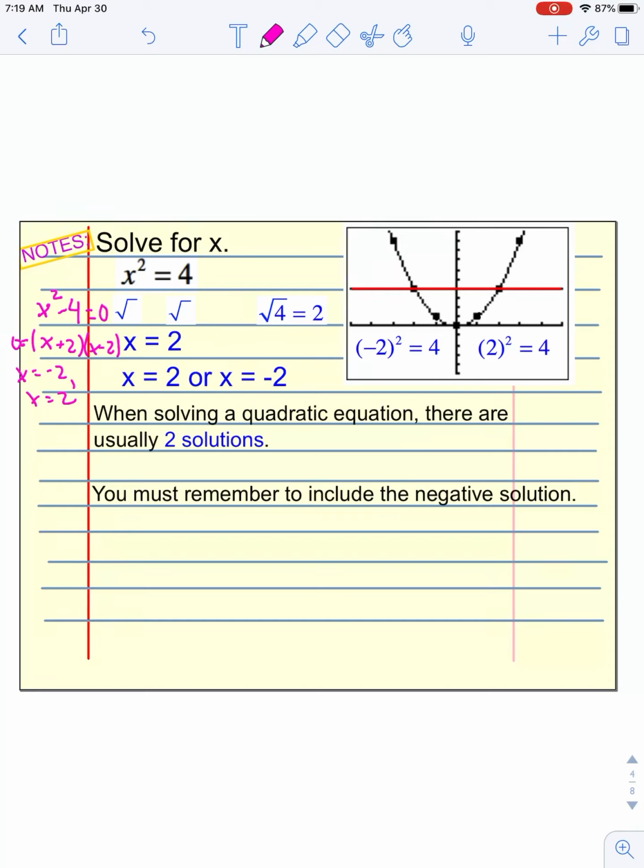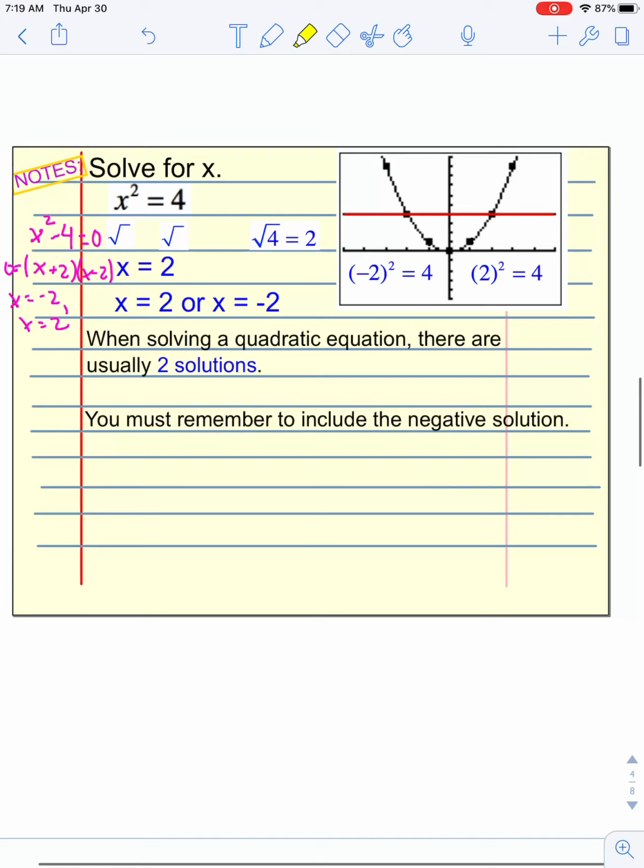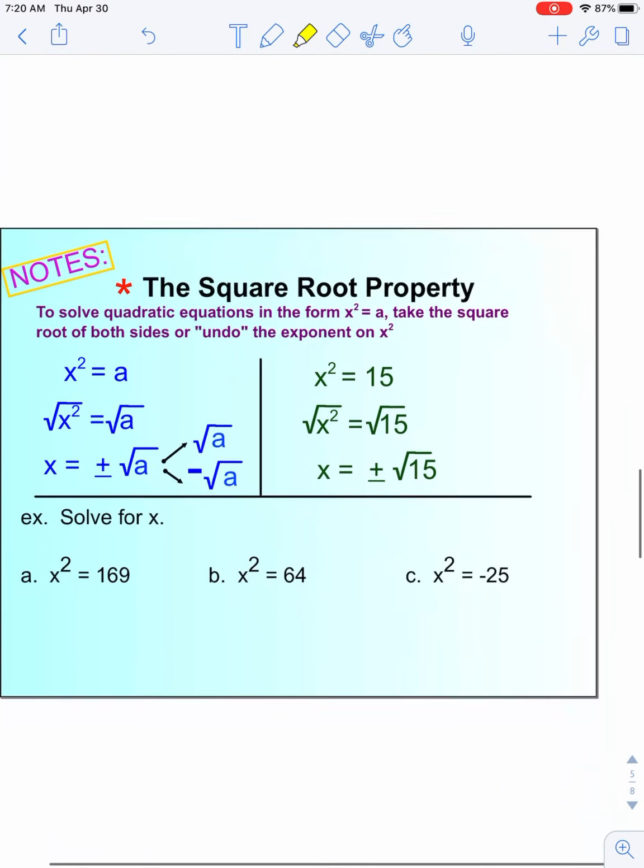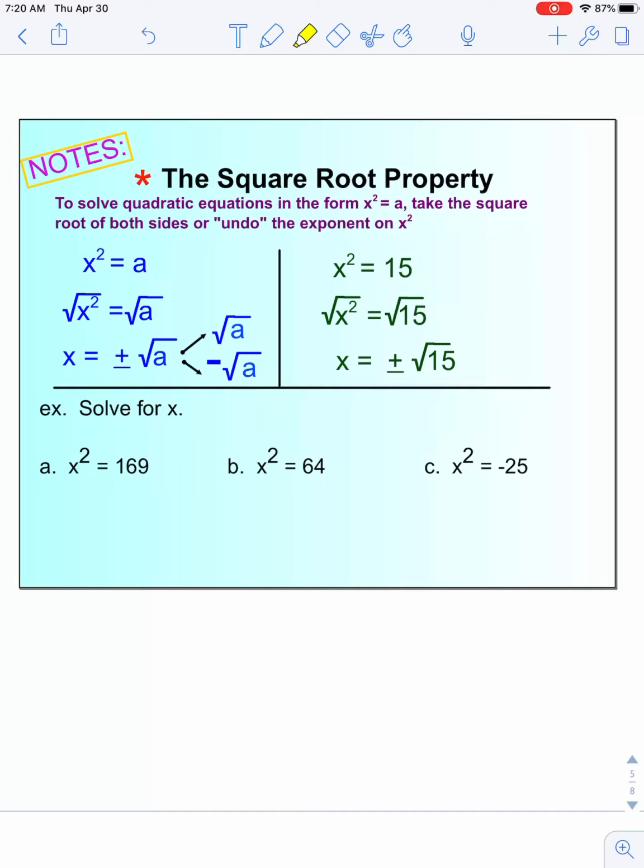So we could still solve these with our other methods, but when we only have an x squared and not an x to the first, and it's not as complicated, then we can just solve by taking the square root of each side. So remember, the reason that we have these two different answers is because we have two roots. So you always need to make sure you're including that negative solution, and there's almost always going to be two solutions. There is possibly no solution, and there is the possibility of just one because it's the same value.